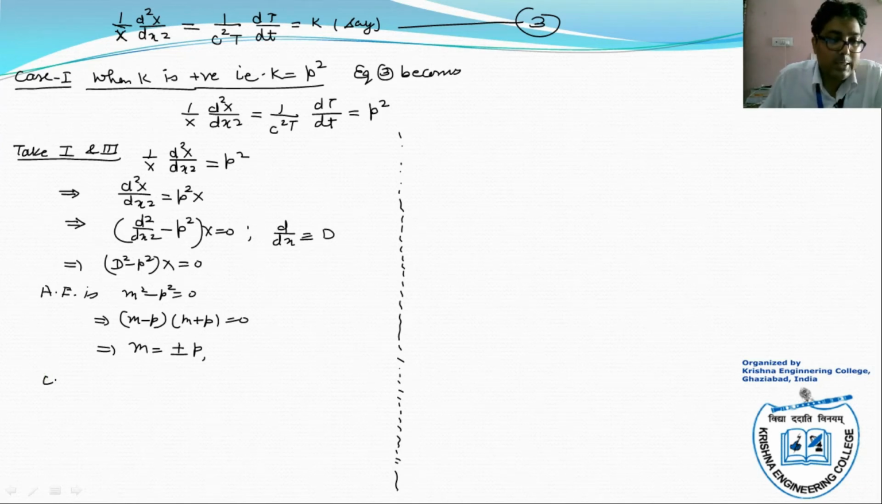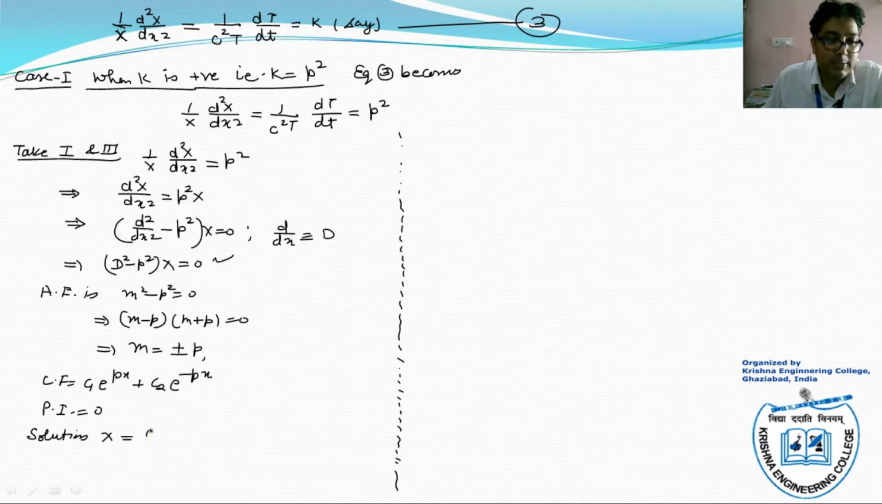So in this case CF is C1 e to the power px plus C2 e to the power minus px, and RHS of this equation is equal to 0. So PI in this case is equal to 0. So the solution is capital X is equal to CF plus PI. So capital X is equal to C1 e to the power small px plus C2 e to the power minus px.